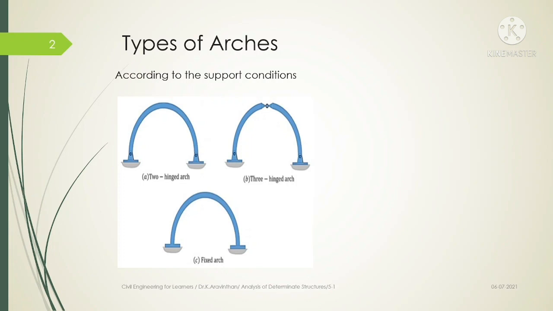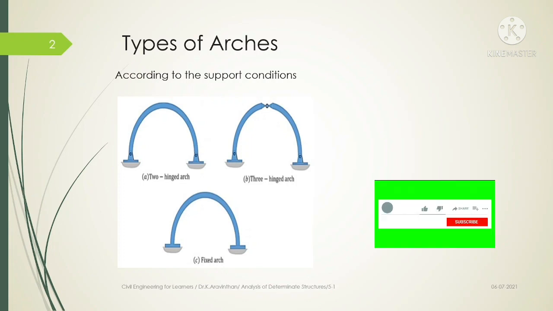The types of arches. Arches are classified according to support conditions, according to the shapes, and according to the material. Let us see them one by one. According to the support condition, this is the structural support condition. We know that the support conditions are roller support, hinged support and fixed support. So these are the three types of support. A roller support has one reaction, a hinged support has two reactions, and a fixed support has three reactions.